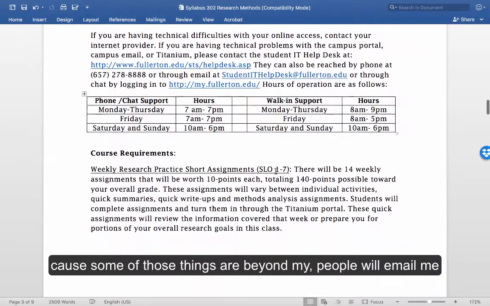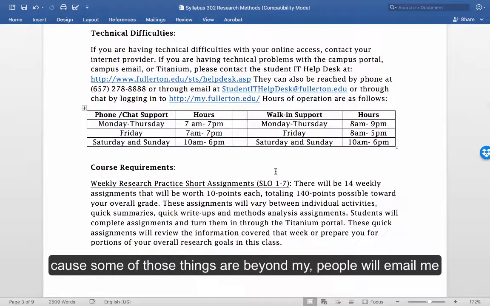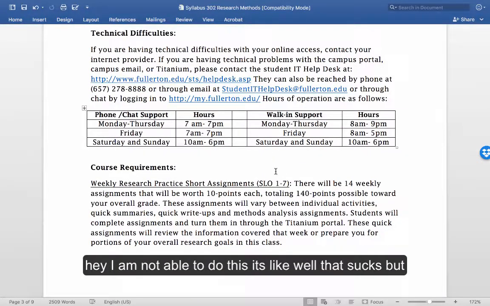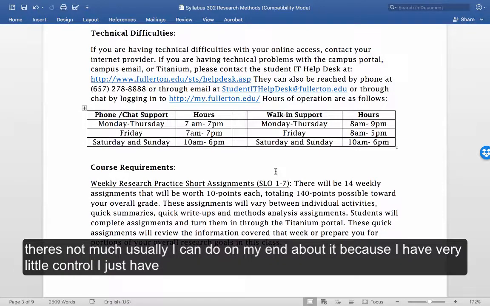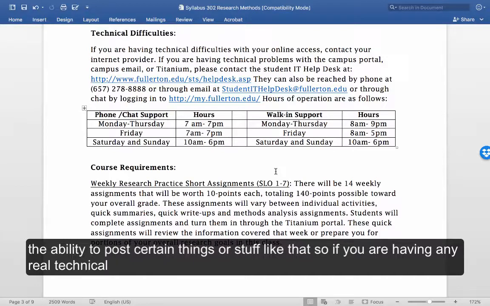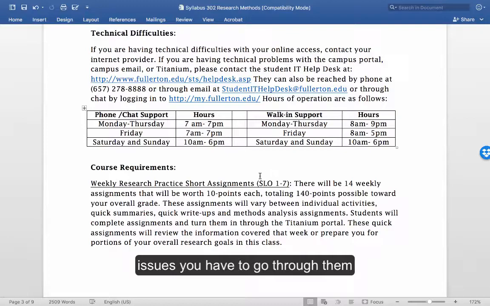Okay, let's see. Some of those things are beyond my control. People email me like, hey, I'm not able to do this. Well, that sucks, but there's not much usually I can do on my end about it because I have very little control. I just have the ability to post certain things. So if you're having any real technical issues, you have to go through them.